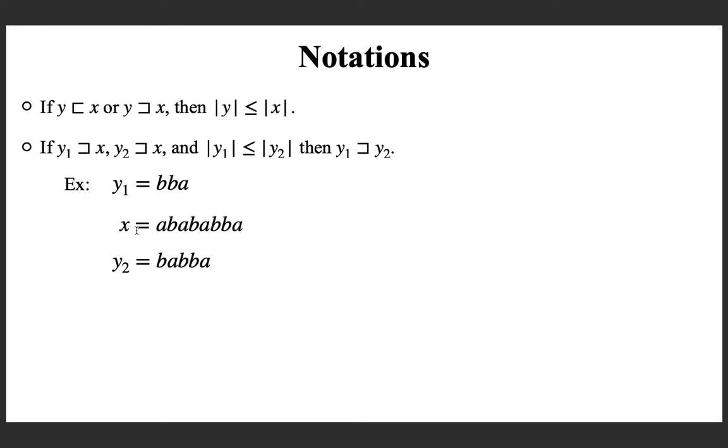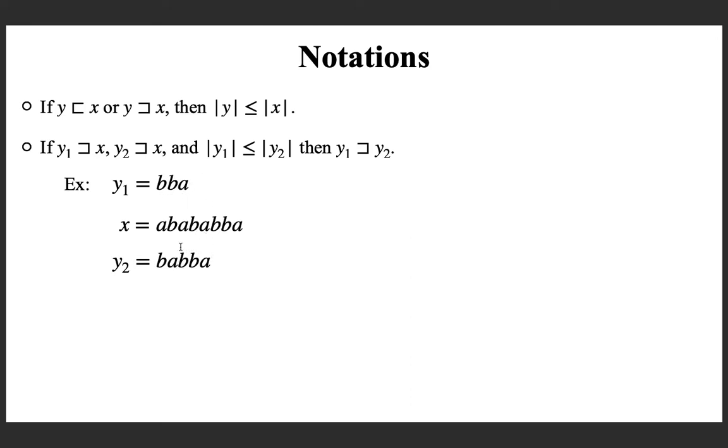See, BBA is y1, which is a suffix of x, and y2, which is BABBA, is again a suffix of x. Then depending on their length, if the length of y1 is less than y2, then we are claiming that y1 is a suffix of y2.